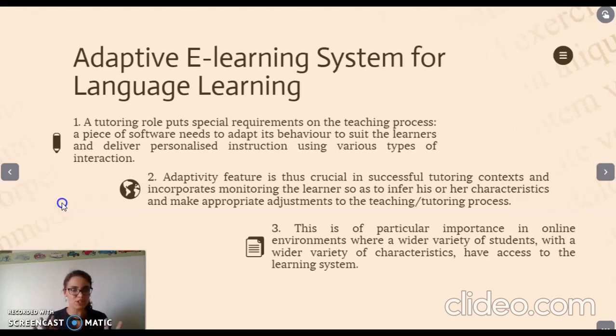First one, a tutoring role puts special requirements on the teaching process. A piece of software needs to adapt its behavior to suit the learners and deliver personalized instruction using various types of interaction. Second one, adaptivity features thus crucial in a successful tutoring context and incorporates monitoring the learner so as to infer his or her characteristics and make appropriate adjustments to the tutoring process. And third one, this is of particular importance in online environments where a wider variety of students with a wider variety of characteristics have access to the learning system. Jaba will explain to you.